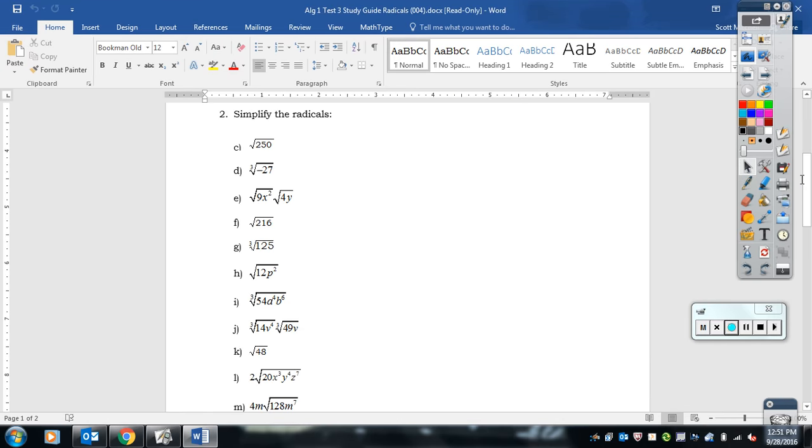The next one asks us to simplify them. It requires you to know how to simplify radicals by the properties of radicals. Question C says the square root of 250. You can either break it down into perfect squares, or you could do the prime factorization. I'll show you both ways for now. It doesn't matter which way you use, as long as you get it correct.